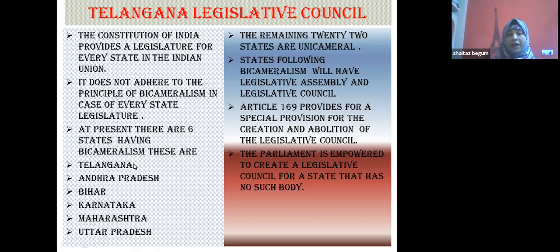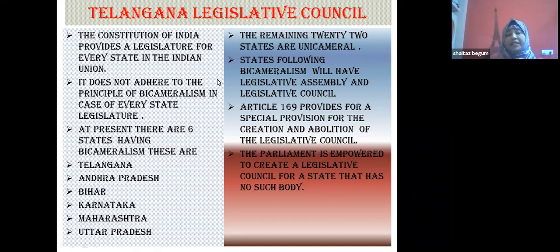At present in India, there are only 6 states which follow bicameralism. That means they have both houses in the state legislature, the Legislative Assembly and also the Legislative Council. These 6 states are Telangana, Andhra Pradesh, Bihar, Karnataka, Maharashtra, and Uttar Pradesh.